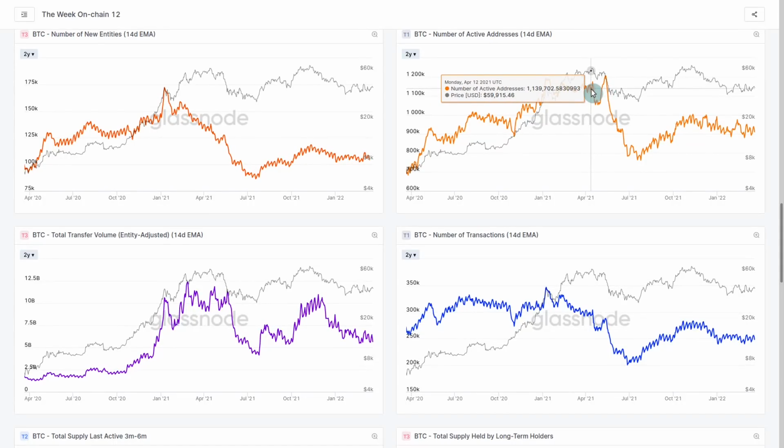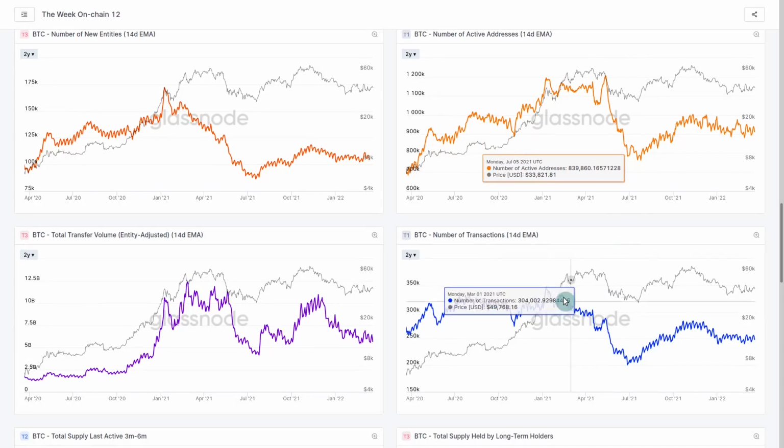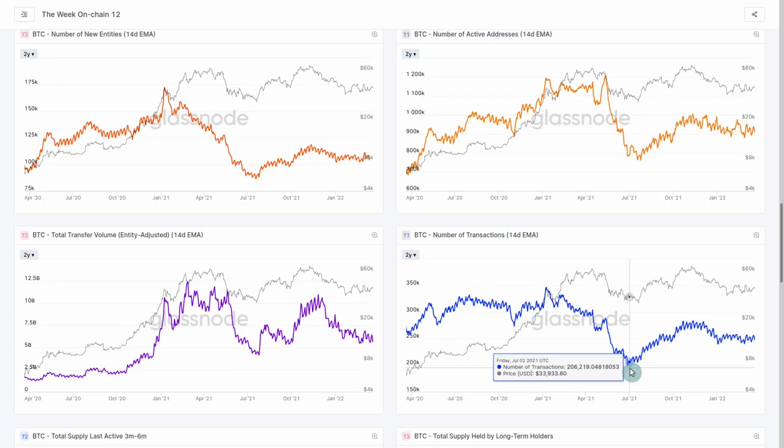So overall, we're seeing that there was a slowdown through that topping pattern, which then resulted in a major collapse following the May, June, and July bear period. And this really has been so far the worst of that in terms of the overall activity metrics. We see that they collapsed quite severely, and since that point have been in somewhat of an ascent.